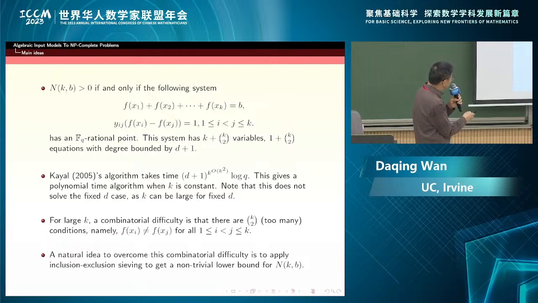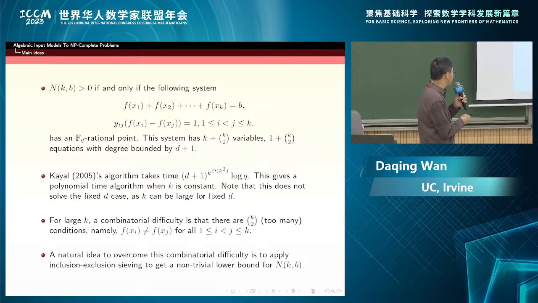But of course, even if k is constant, this doesn't solve any fixed d case, because even for fixed d, n will be large, so k can be large. So this doesn't solve that. But at least in some extreme cases, one can decide if this has a rational point or not in polynomial time. Now, there are several difficulties.